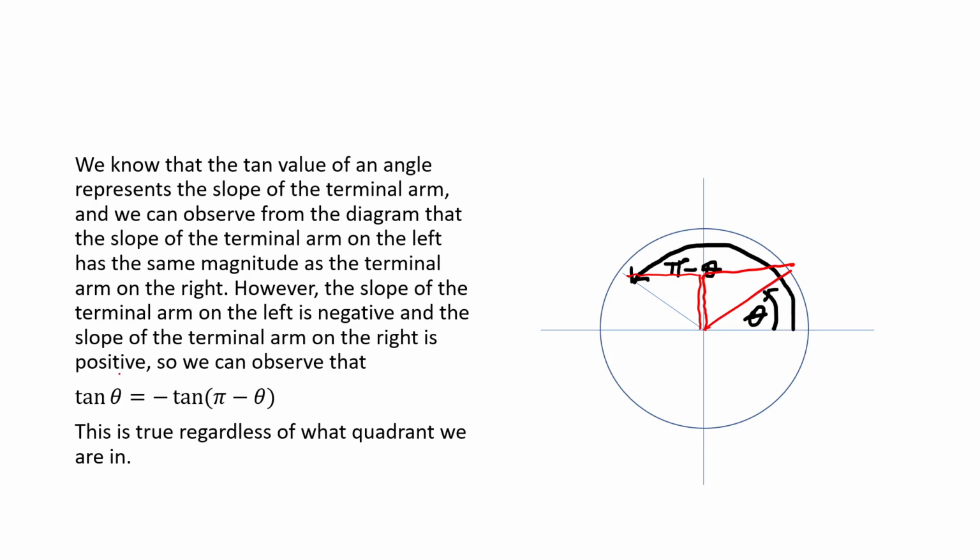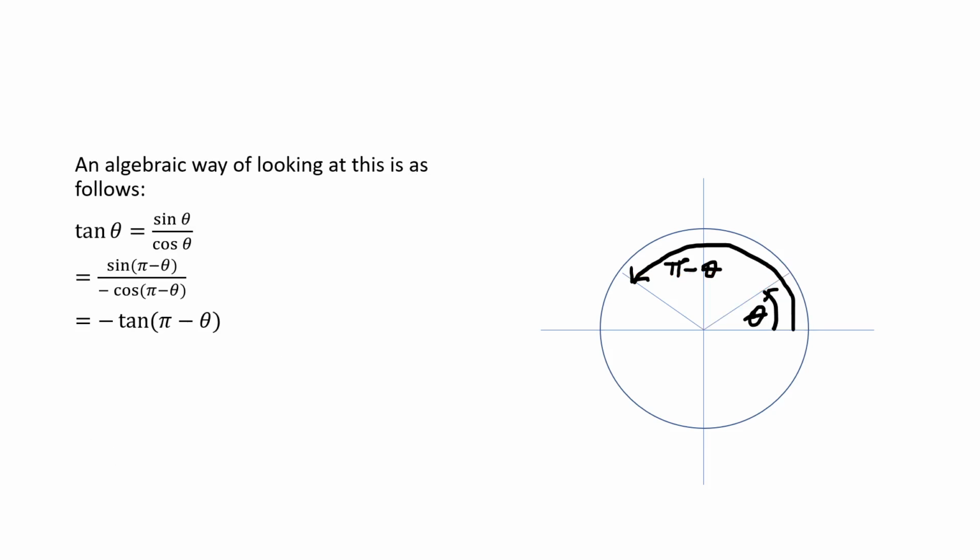So we can make this relationship clear to ourselves here. The tan of theta is equal to negative the tan of pi minus theta, and that'll be true regardless of what quadrant theta is in.